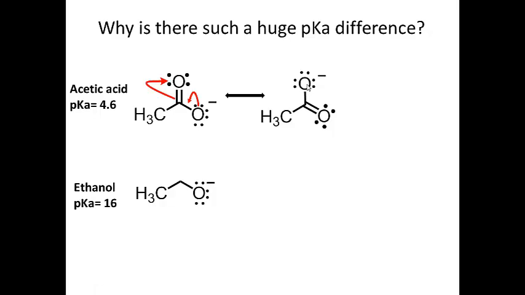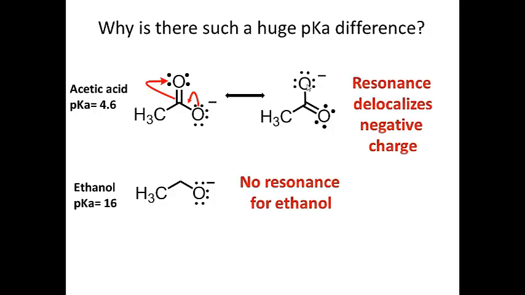And what did I say earlier? If I'm able to delocalize the charge through resonance, that means that the conjugate base is going to be more stable. There's no resonance for ethanol, therefore the conjugate base is not stabilized. And knowing that, that's how we can explain the difference in pKa between those two acids.